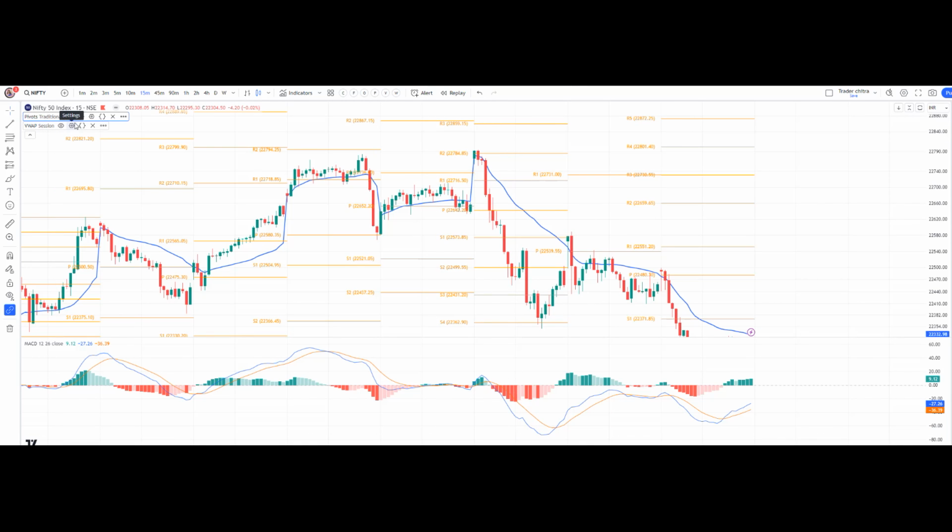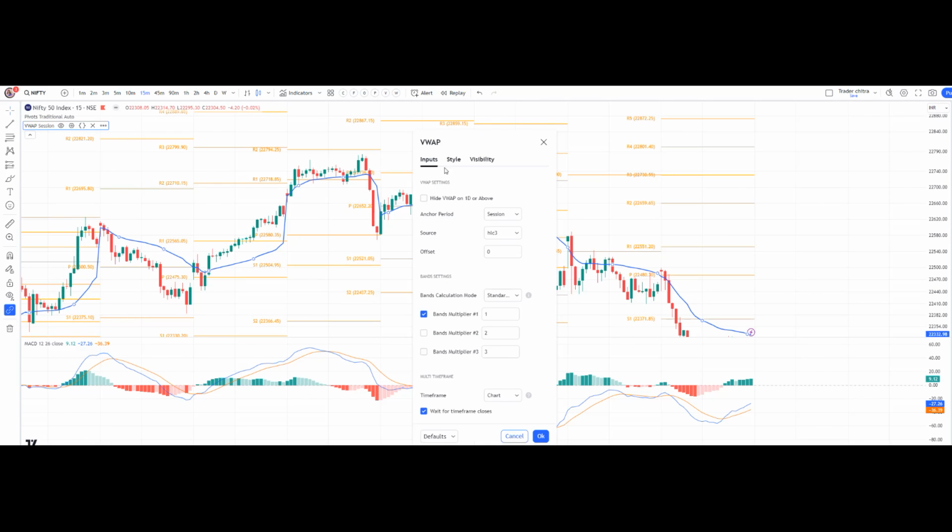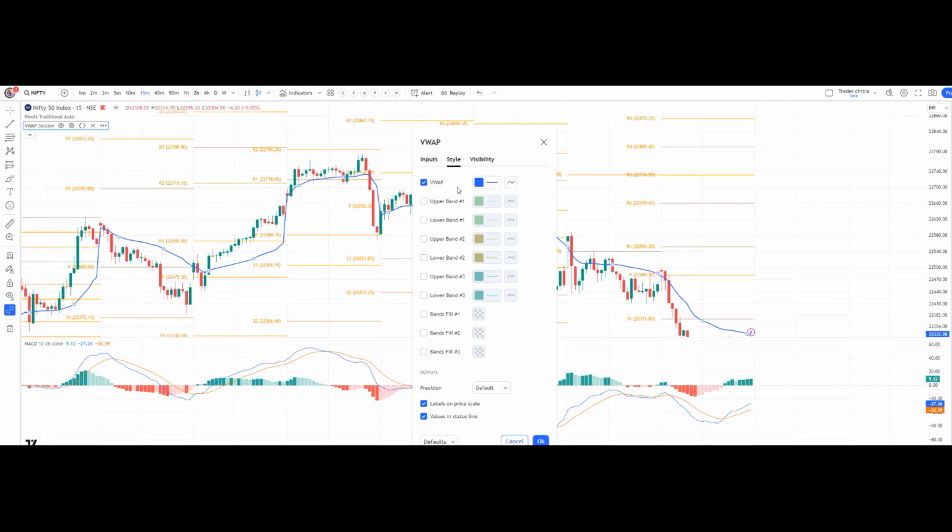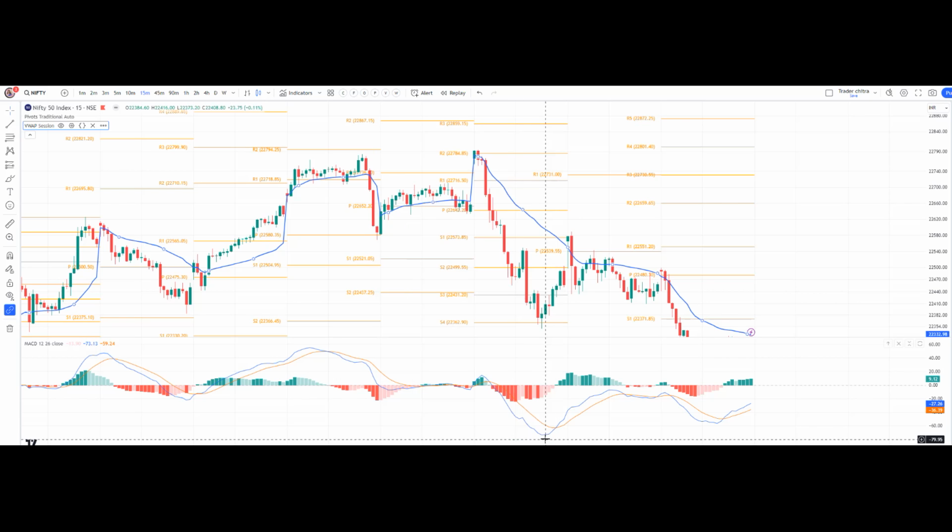So the only indicators we are going to use are the traditional pivot points, VWAP and the MACD, moving average convergence divergence. For VWAP, in the settings go to the style and we have checked only the VWAP; the other checkboxes we are unchecking, and click on OK. For MACD we also didn't change anything in the settings. It is the default settings.